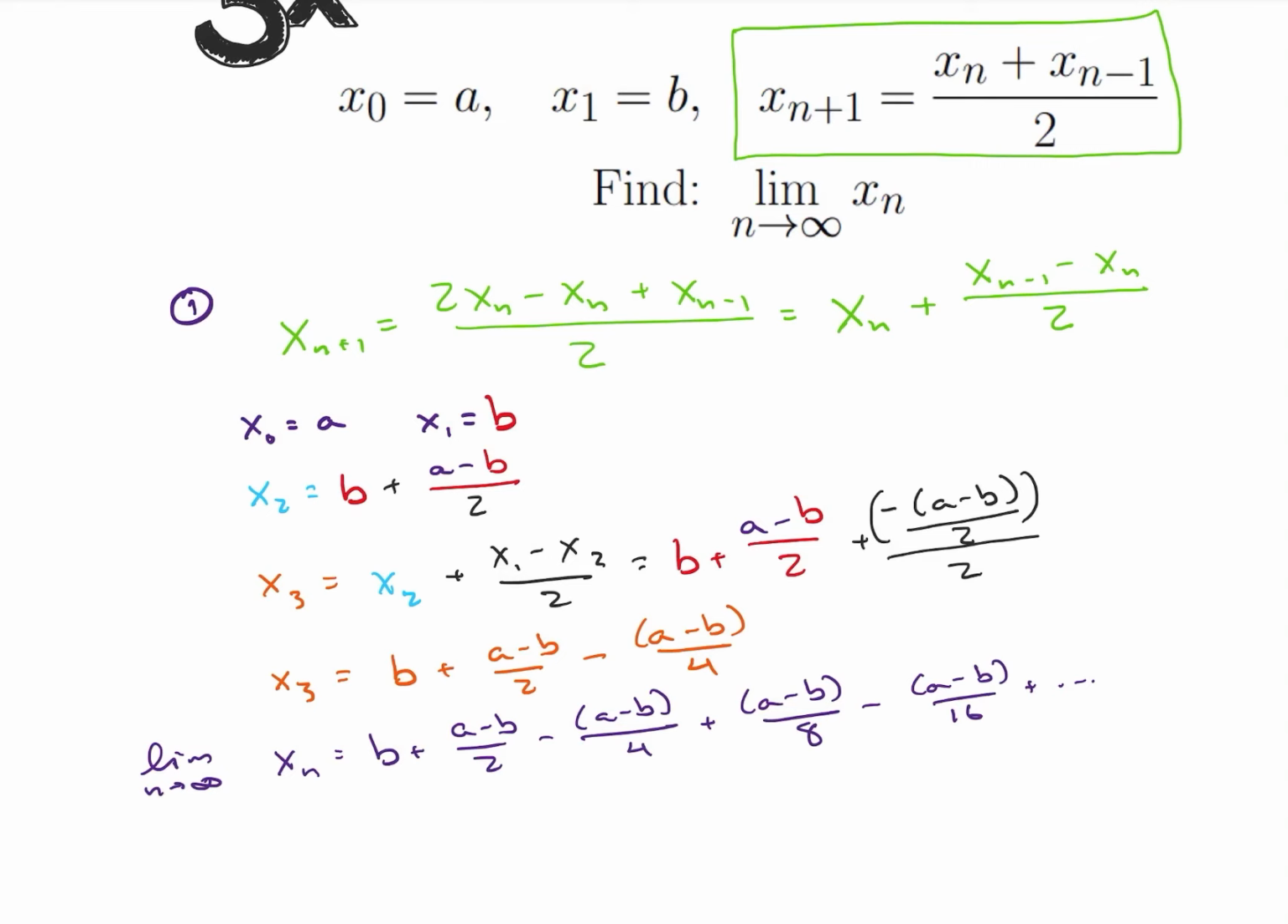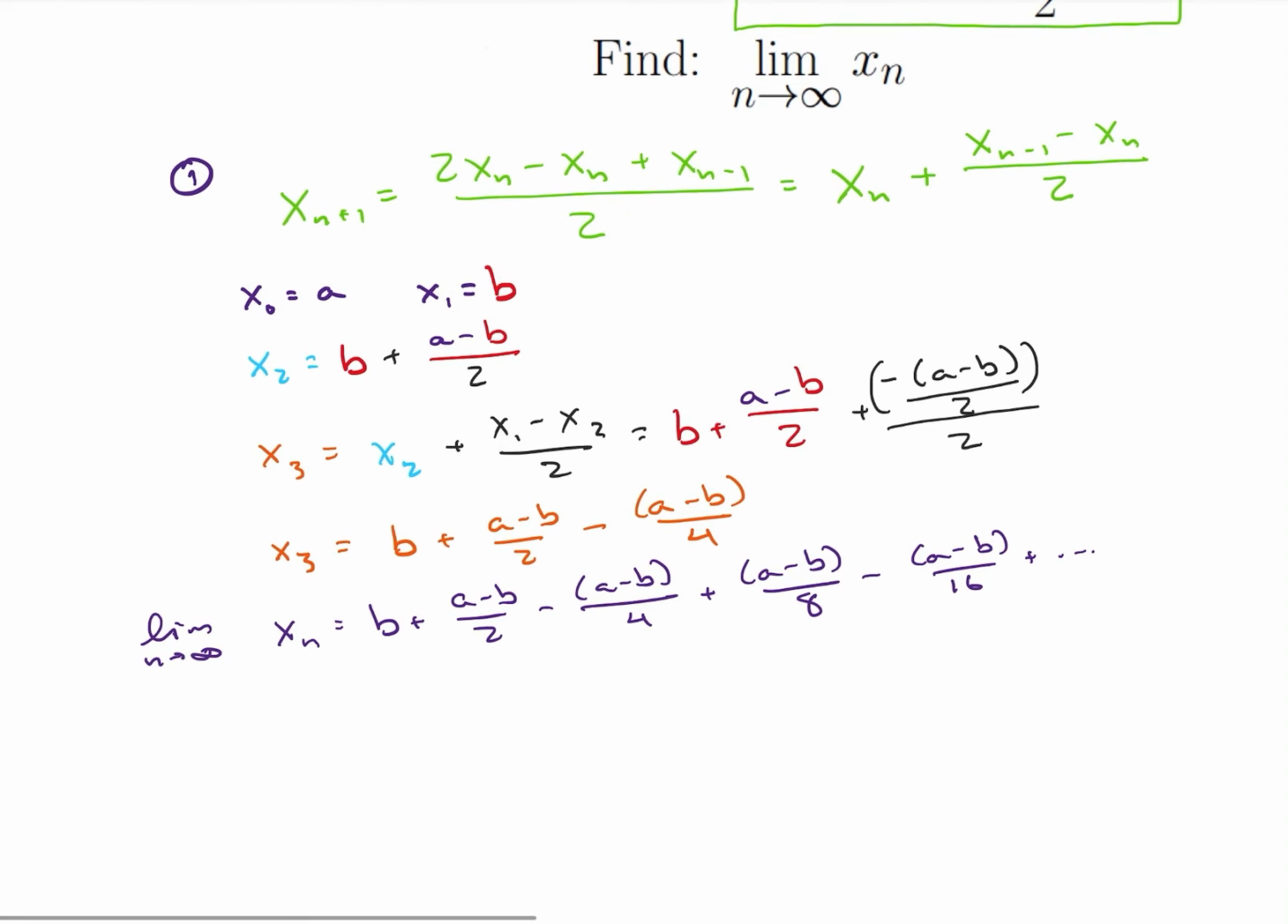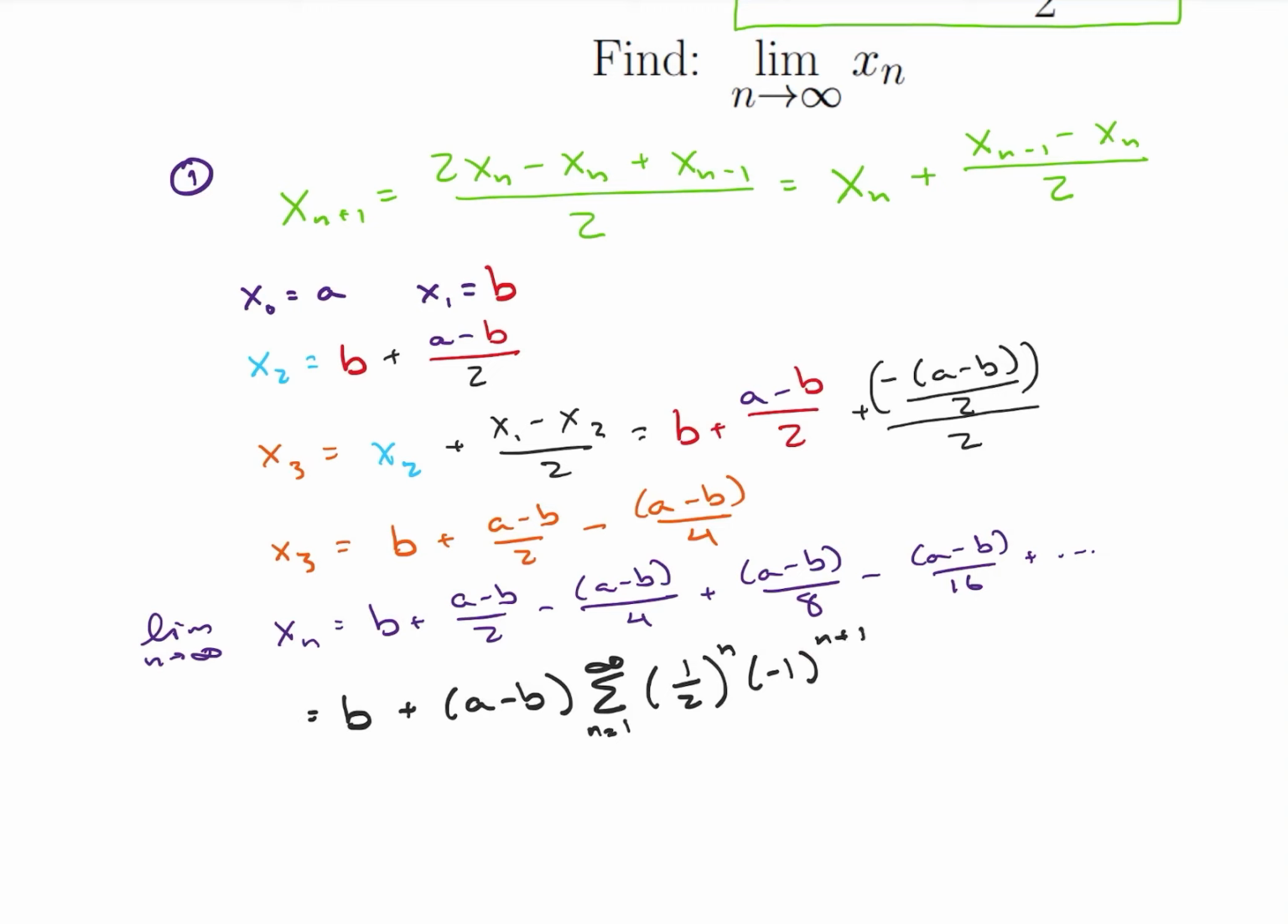So what does this look like? Let's write this in a little bit more of a mathematical form. We're going to have b plus, I'm going to pull out that a minus b, so a minus b times the sum from n equals 1 to infinity of 1/2 to the n, and then I'm going to have negative 1 to the n plus 1, because for n equals 1 it's initially positive, then it's going to be negative, so it's an alternating series there.